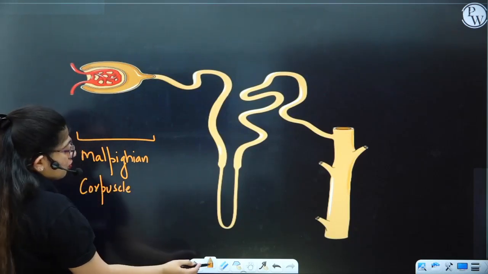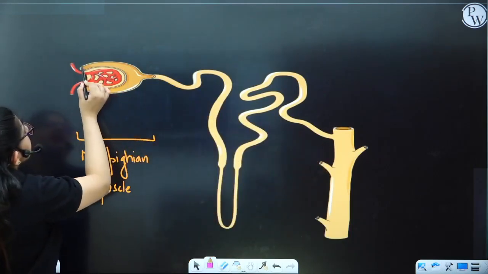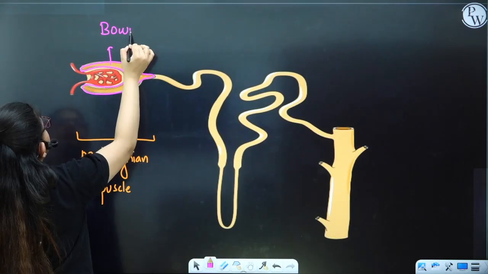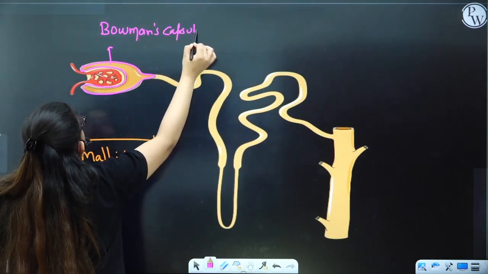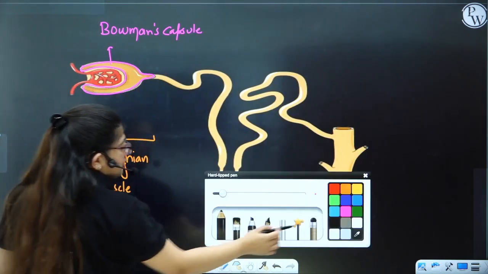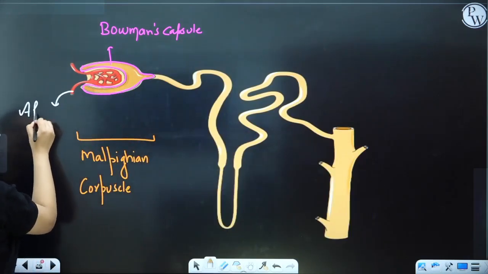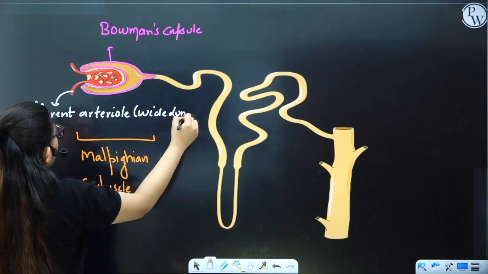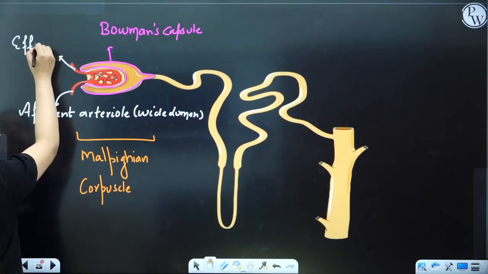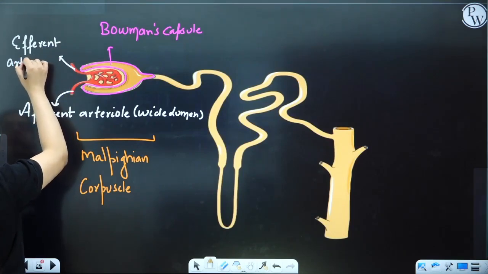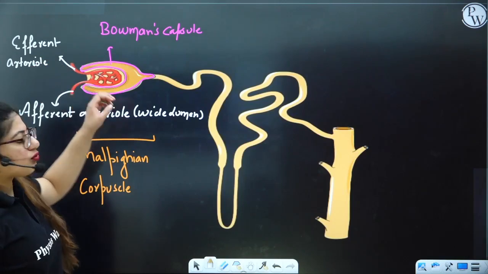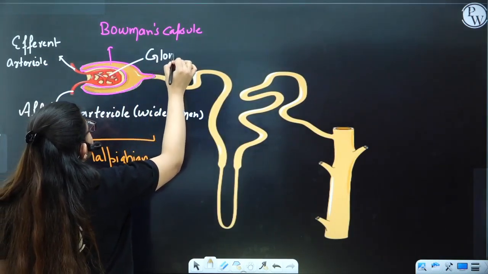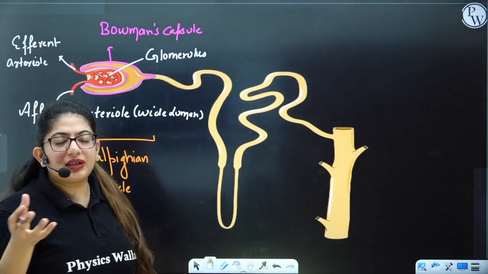This Malpighian corpuscle contains two structures as you can see here. First is this structure known as Bowman's capsule, which I'm highlighting. And in the Bowman's capsule, here there is entry of arteriole. The one which is entering the Bowman's capsule is afferent arteriole. Afferent means towards. And this has a wider lumen than the upper one, and the upper one is the efferent arteriole. These arterioles, when they enter further towards the Bowman's capsule, form a tuft of capillaries, you can say the junction of capillaries, and this structure is known as glomerulus. So glomerulus is nothing but a tuft of capillaries.